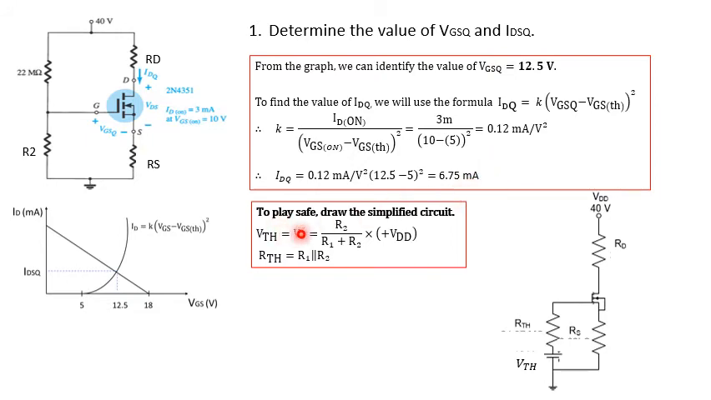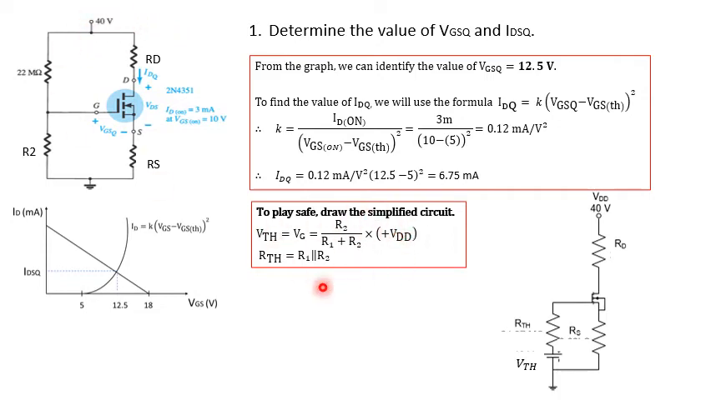So next, to play safe, whenever you find a voltage divider, you can draw straight away the simplified version of the circuit, the DC equivalent circuit of the voltage divider, so that you can analyze the GS loop and the DS loop easily. So remember the formula of the Thevenin voltage, which is equivalent to the gate voltage, which is R2 divided by R1 plus R2, times the VDD, which is 40.